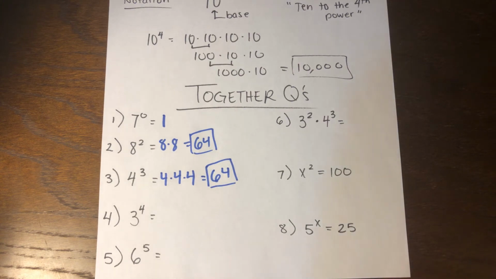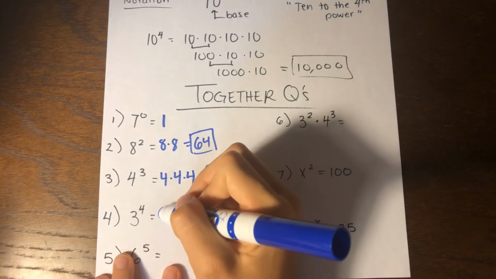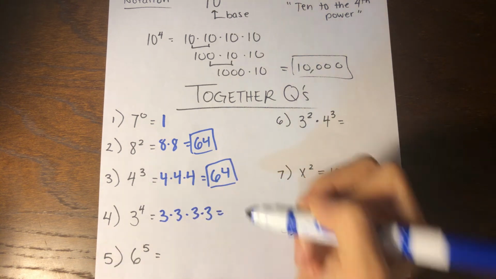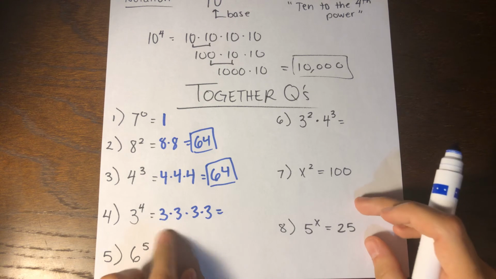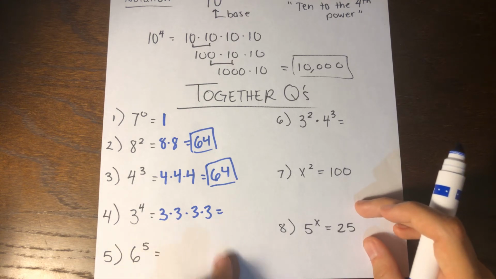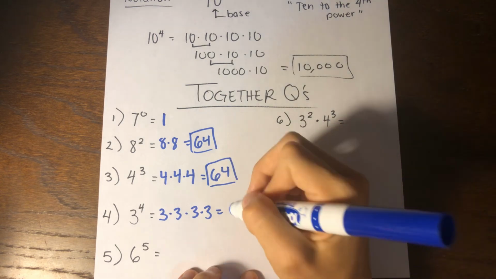Okay? 3 to the 4th, so we're going to be multiplying 3 4 times. 3 times 3 times 3 times 3. Okay? 3 times 3 is 9. 9 times 3 is 27. 27 times 3 is 81.